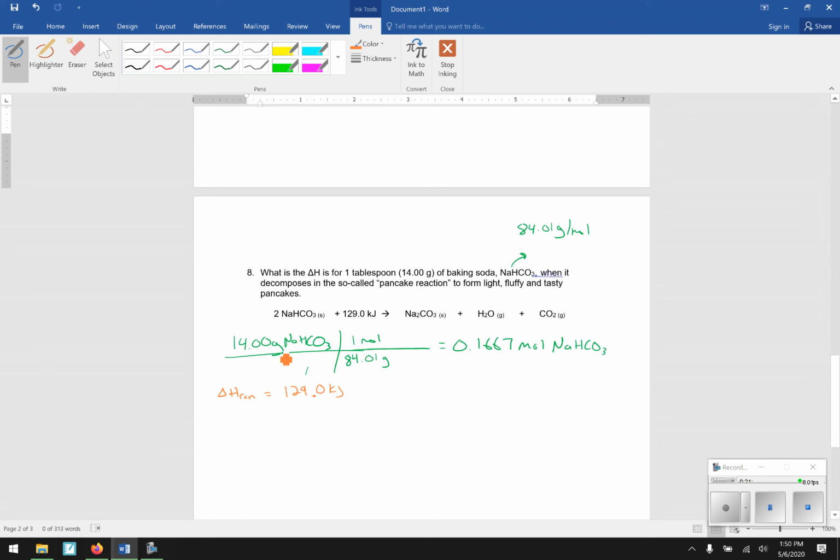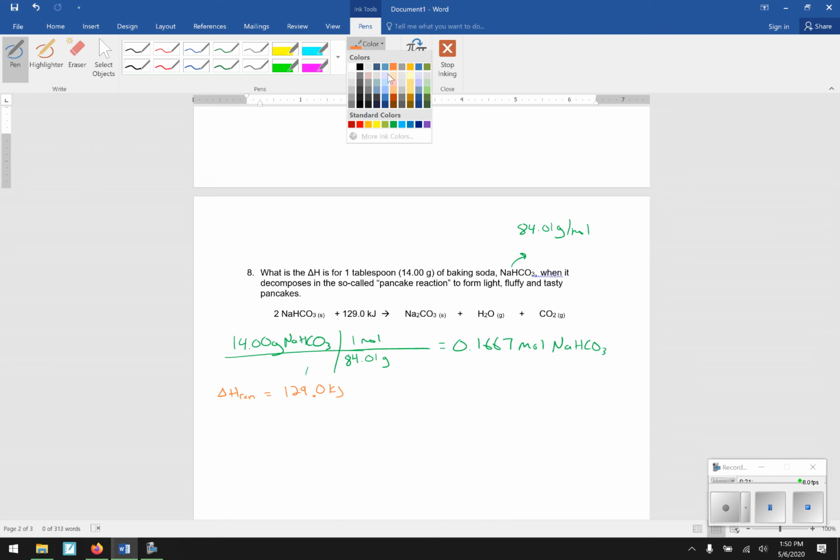And that is for 2 moles of baking soda. But we don't have 2 moles. We have way less than that. So if you need 129 for 2 moles, how much do you need for 1.667 moles? So all we're going to do is, and there's a lot of ways to set this up, I'm going to take this and use it as a conversion factor. I'm going to take our moles and convert moles to kilojoules. So I'll show you how I do that.